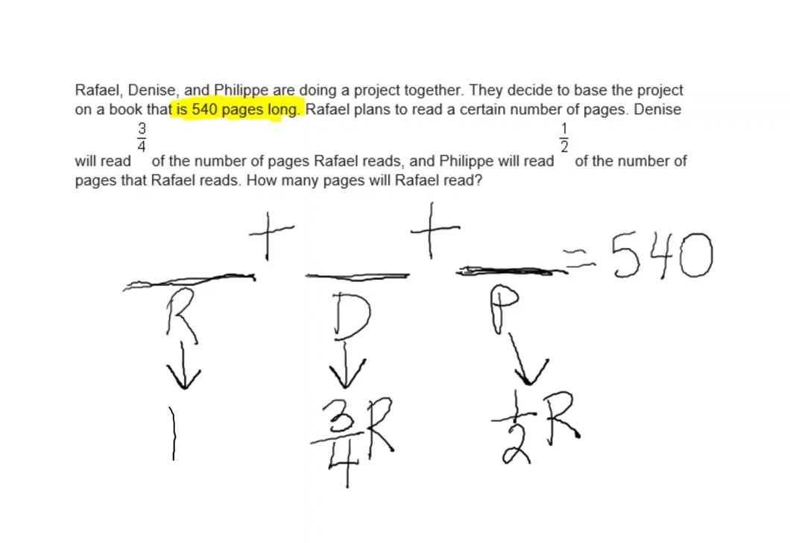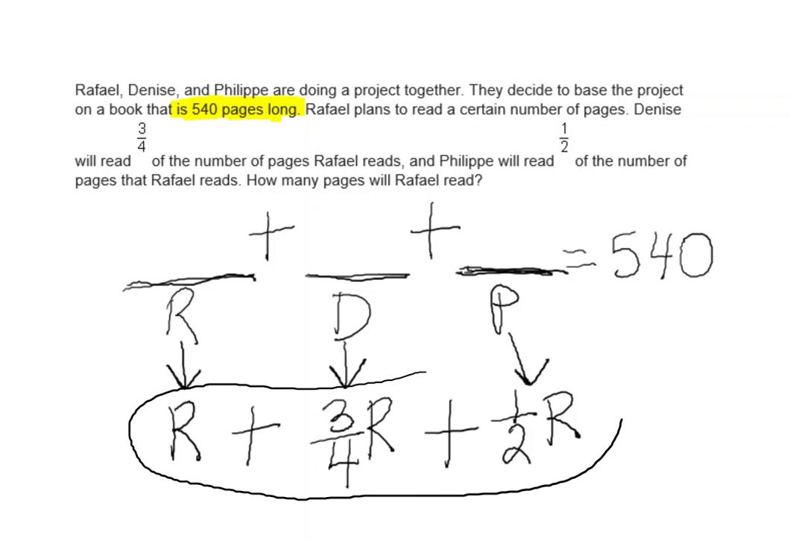So R is going to be our variable, what we're solving for. And then we can come up and say that R plus 3/4 R plus 1/2 R, that is what we would use to represent how many each person reads, and that has to have a sum of 540. So using the variable R, you do have to include the R because that represents how many Raphael reads, and he is one of the 3 people reading pages. So solving this equation will find how many Raphael reads.